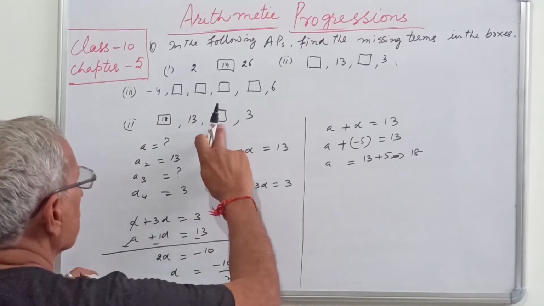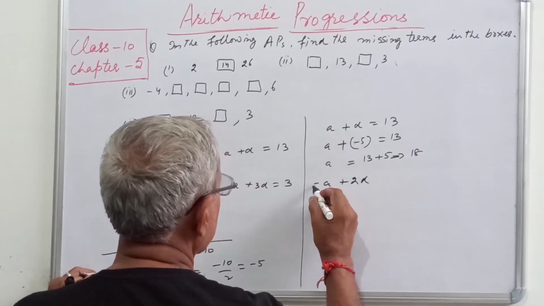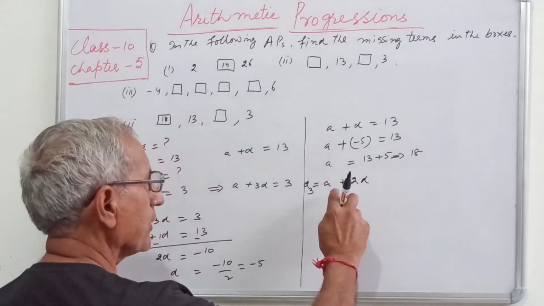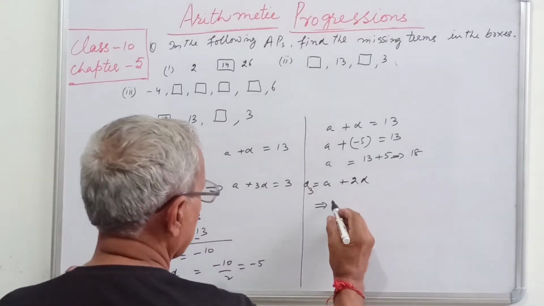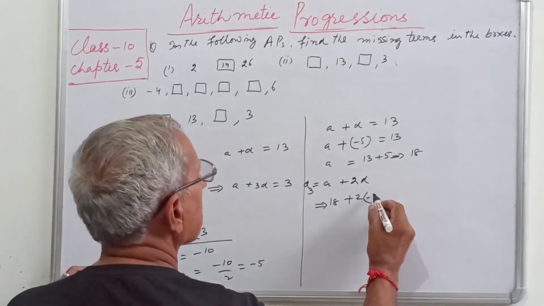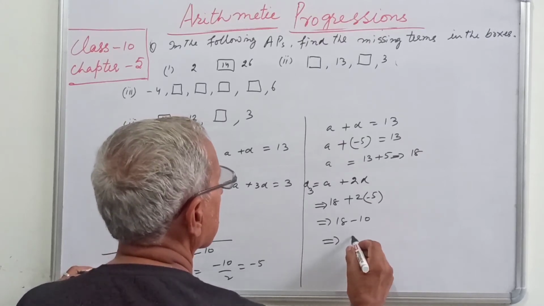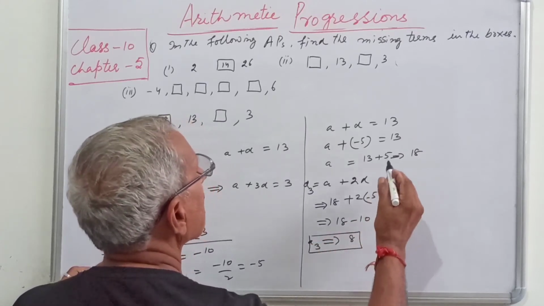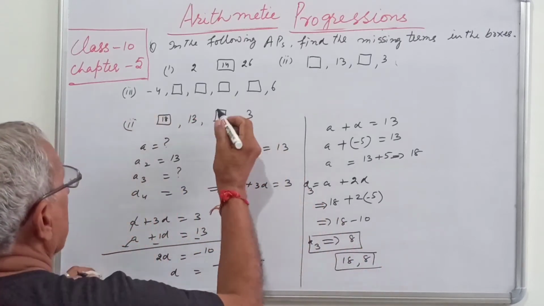Now we have to find the third term. So A plus 2D, that is A3. The third term is given by the formula A plus 2D. So A is 18, 2 into D is minus 5, 18 minus 10, so that is 8. So A3 is 8. The two answers are 18 and 8.